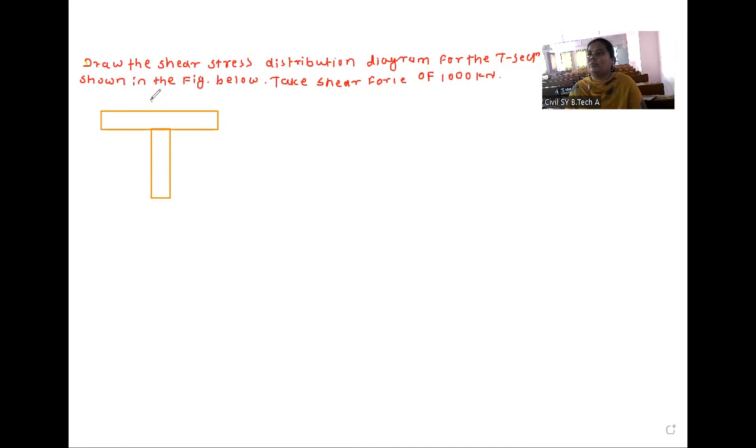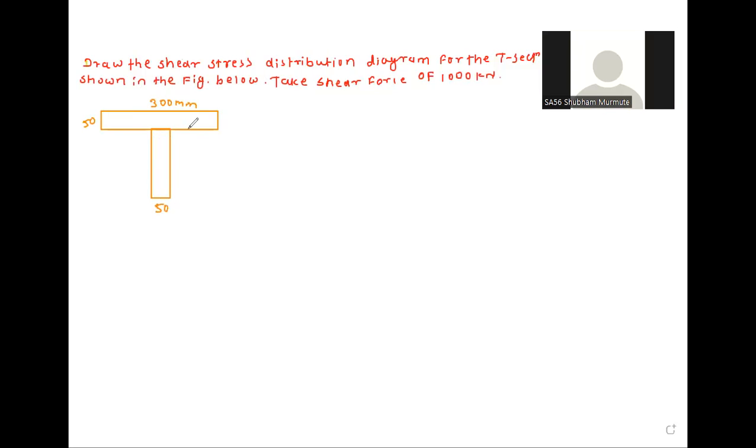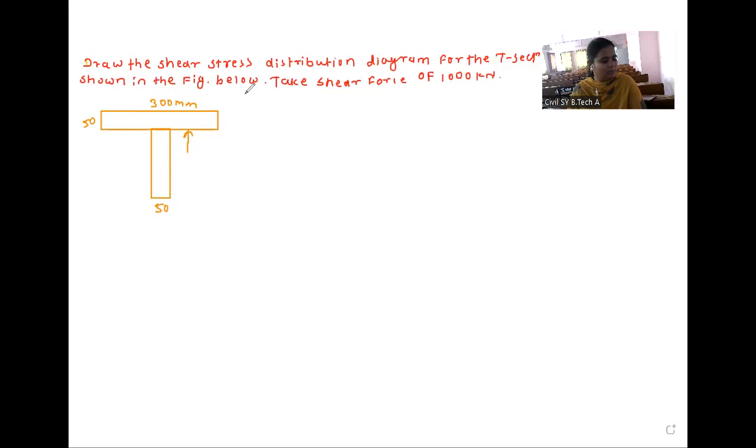So the flange width of this T section is 300 mm. Then this depth is 50 mm. The width of the web is also 50 mm, and the depth of the web is nothing but 200 mm. So this is the T section. First, we have to find out Ixx. So for finding this Ixx, wait a minute.